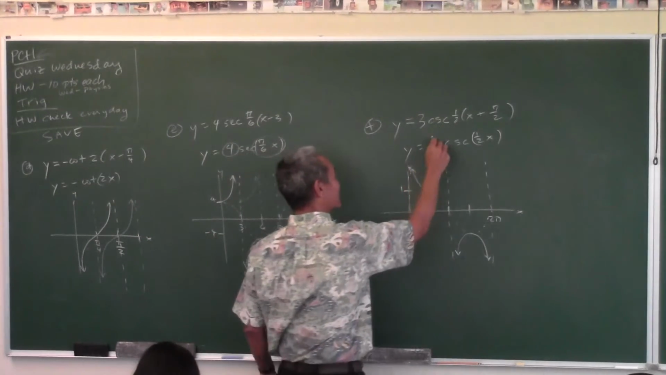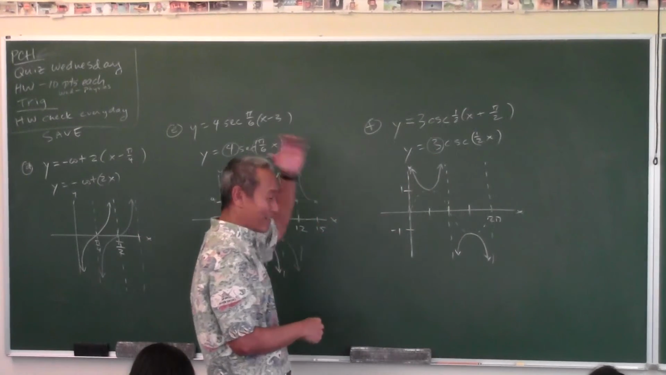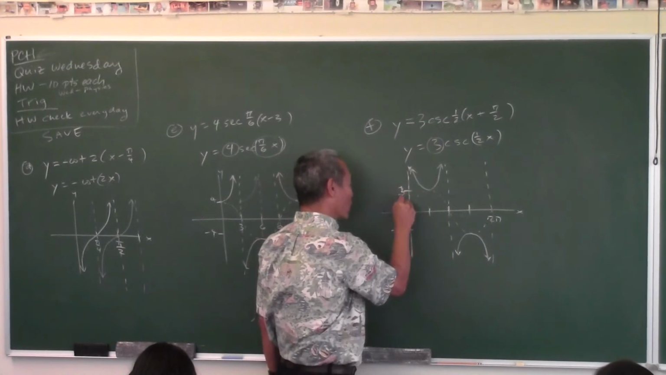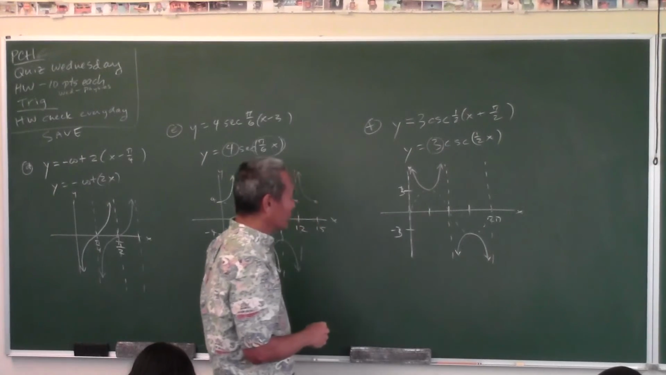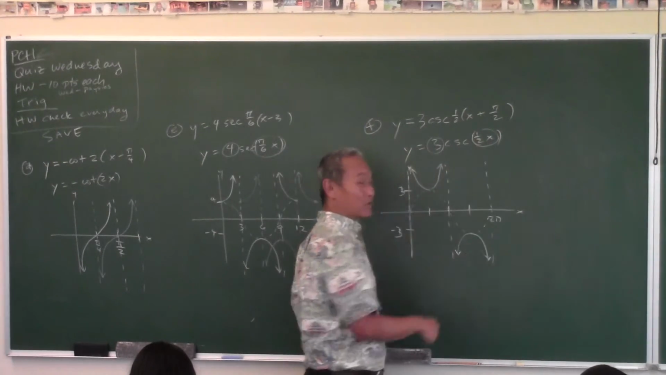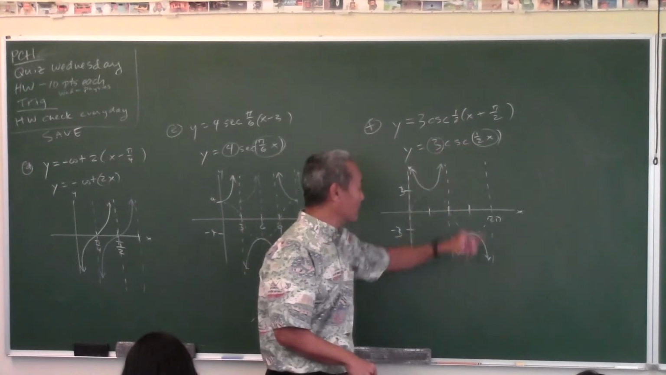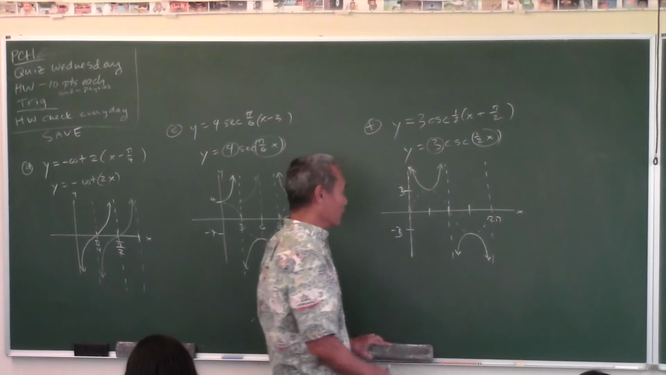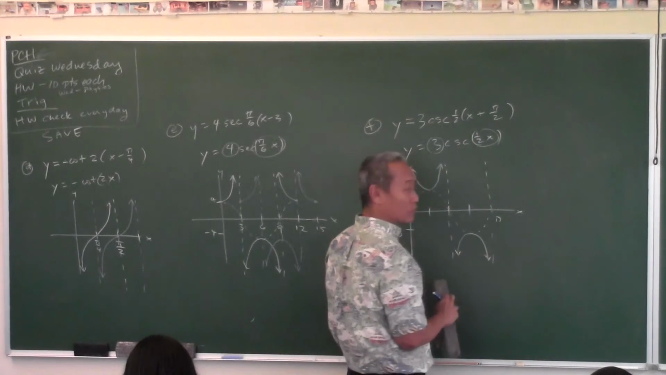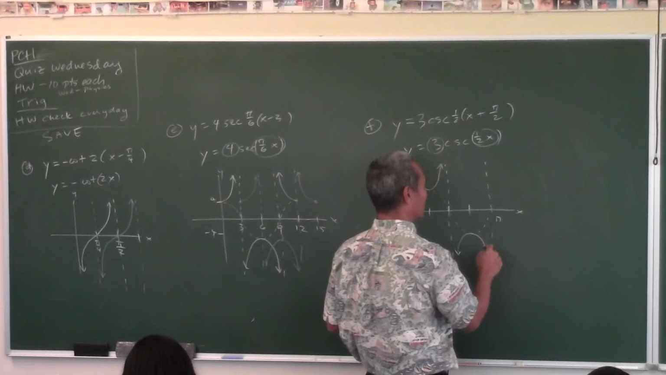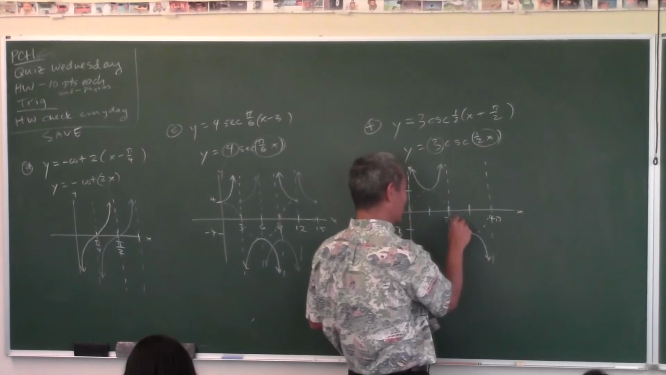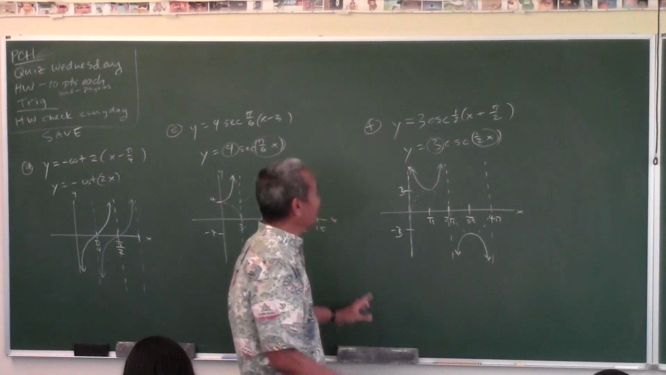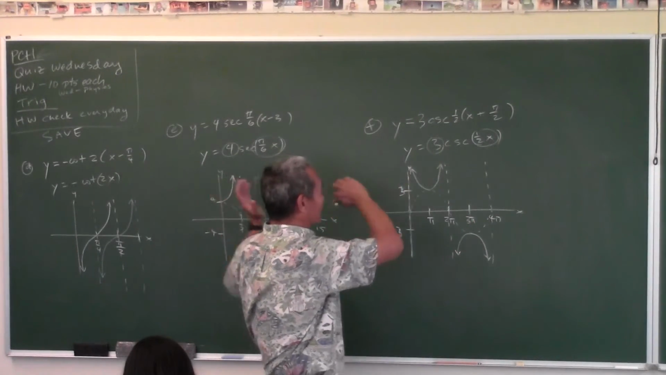Now what does this 3 do to the graph? Just like all the previous ones, it multiplies the y coordinates by 3. So what does this do? It multiplies the x coordinates by the reciprocal of that number. What's the reciprocal of 1/2? 2. So what is 2 pi times 2? 4 pi. So that means this would be 2 pi, that would be pi, and that would be 3 pi. So you gotta shift everything pi over 2 to the left.